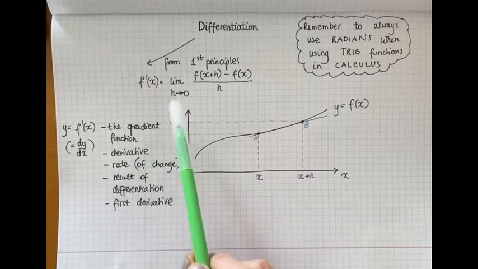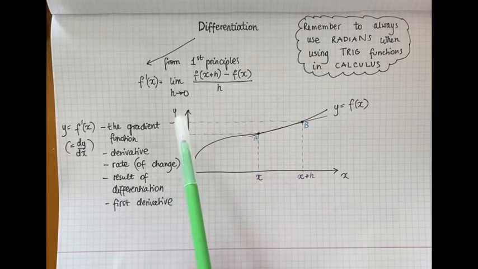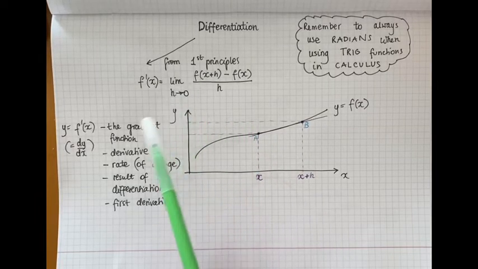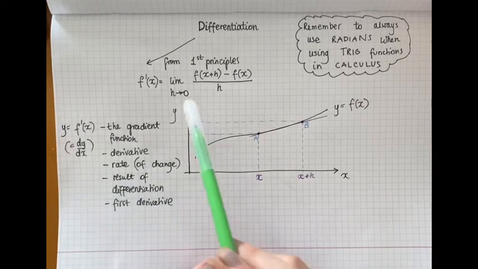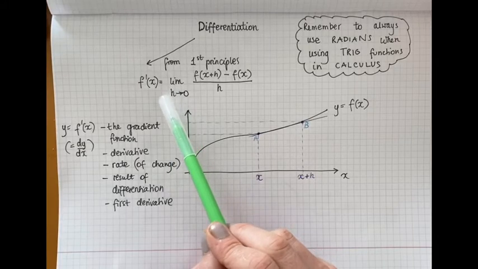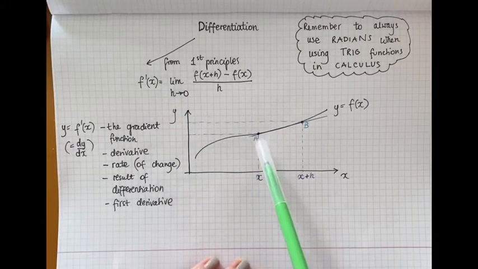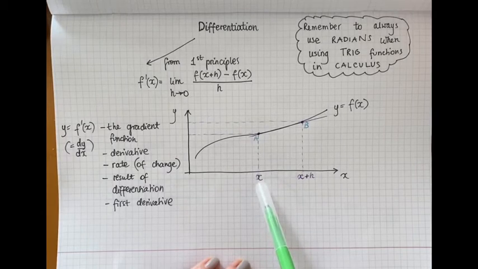So as a reminder from first principles, we've got the derivative, or the gradient function, or differentiated f of x. You're going to use this formula, which is quoted in the formula booklet. So let me just remind you where it comes from. Remember, this is the gradient function. What you are looking for is the gradient of the function at a point A, with the x-coordinate, in this case, we called it x.